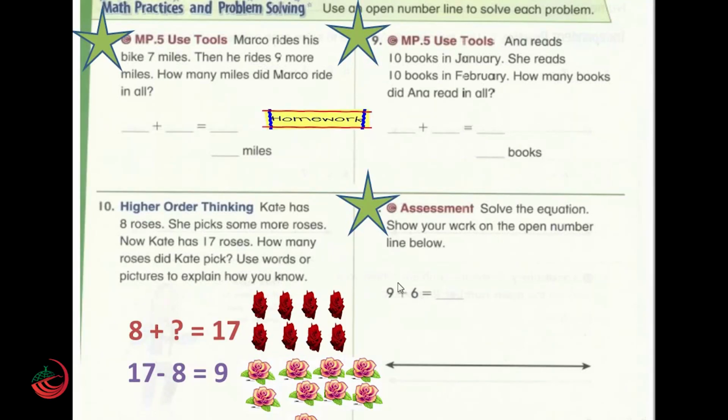9 plus 6. Here there is no story, it's a plain equation or problem. 9 plus 6, we will start from 9 and jump till we get the answer, and let's count on 6 on our fingers after 9 to see how much we get. And this is your homework, and this is for today.